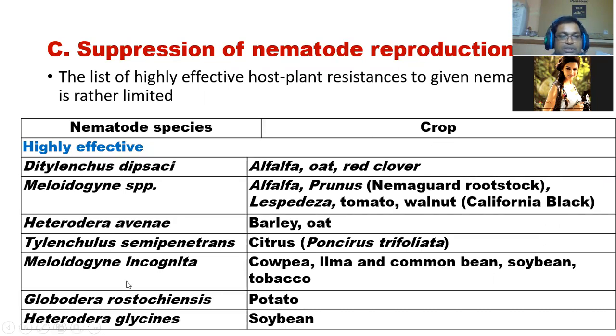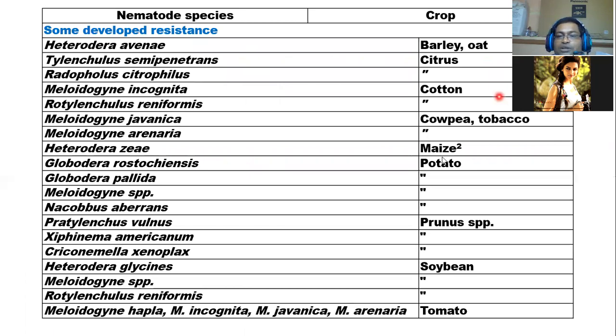So these are the cultivars, for example. They have developed resistance against these nematodes. Still, these hosts are very effective. These hosts are highly effective. But in certain crops, they have developed resistance, but nematodes have already broken the resistance of the host. Now these nematodes are attacking to a certain extent.